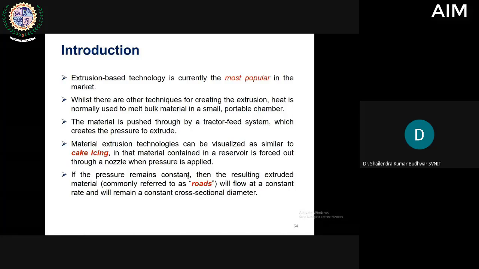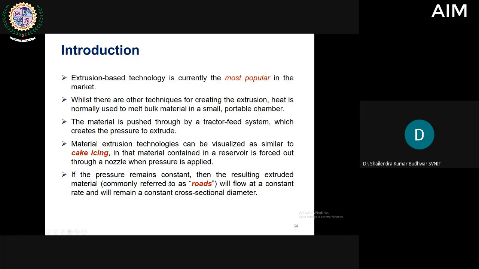Whilst there are other techniques for creating the extrusion, heat is normally used to melt bulk material in a small portable chamber, that is the extruder. In the extruder, there is a mechanism of heating the feedstock material. The material is pushed through by a tractor feed system which creates the pressure to extrude. Material extrusion technologies can be visualized as similar to cake icing, in that material contained in a reservoir is forced out through a nozzle when pressure is applied. It is similar to the cake icing technique.